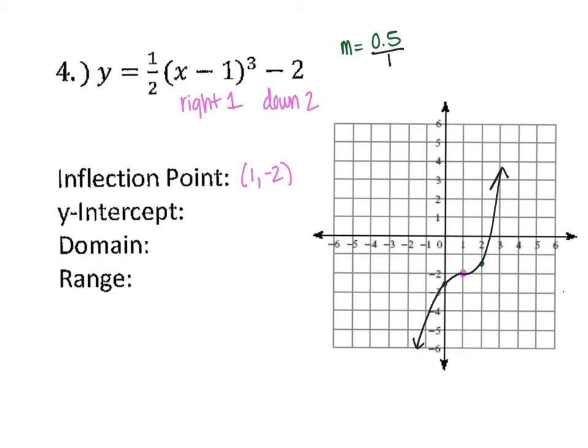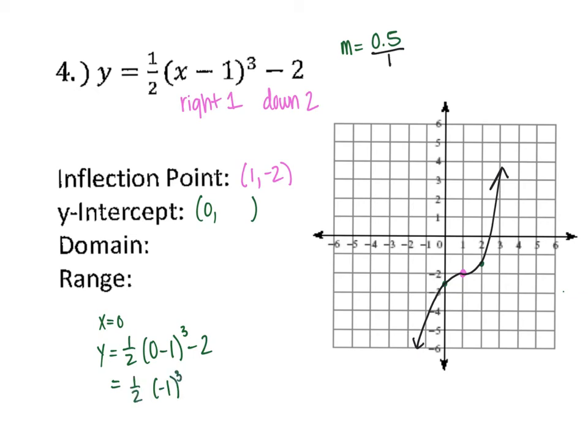So now let's find our y-intercept. Remember, for the y-intercept, your x value is always 0. So x is 0. We're going to plug in this 0 for x in this equation and find our y. So setting that up here, we have 1/2 times (0 minus 1) cubed minus 2. If I work this out, remember PEMDAS. I want to work inside my parentheses first. So 0 minus 1 gives me -1. So 0 minus 1 gives me -1 cubed.